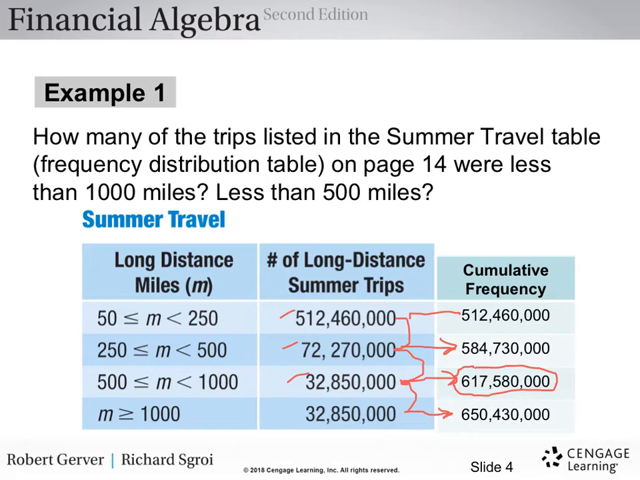Then lastly, for numbers over 1,000, we add this number and we end up with 650,430,000. Now, what was the question? How many of the trips were less than 1,000 miles? Less than 1,000 miles, that's this one right here. That's the total number that were less than 1,000. How many were less than 500? That would be this one right here. So now that should help you better understand what we mean by cumulative frequency.